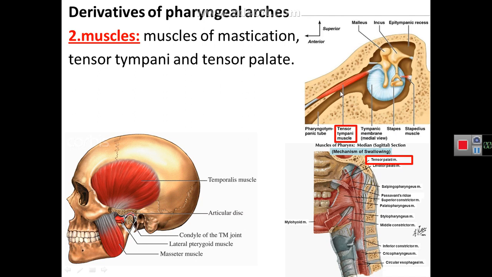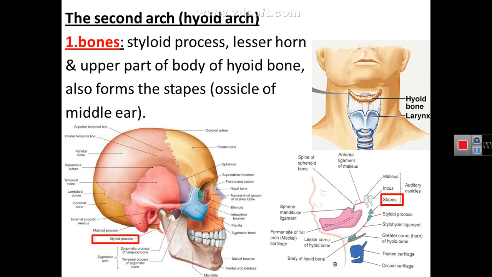In addition, the mesoderm of the first arch gives a muscle in the middle ear, which is called the tensor tympani muscle, and gives a muscle moving the soft palate, the uvula, which is called the tensor veli palatini muscle. Regarding the second arch, it also forms bones and muscles.